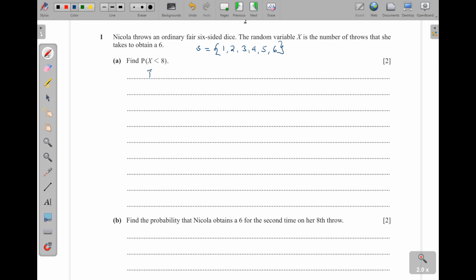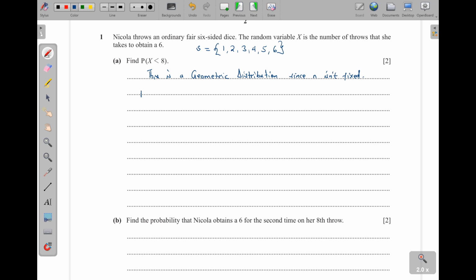So I can say this is a geometric distribution since n isn't fixed. The outcomes are all independent of each other. When you throw, you can get a 1, a 2, a 3, a 4, like that.